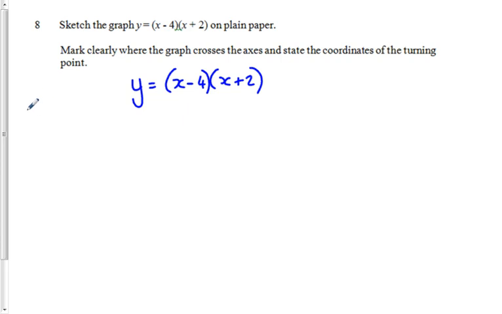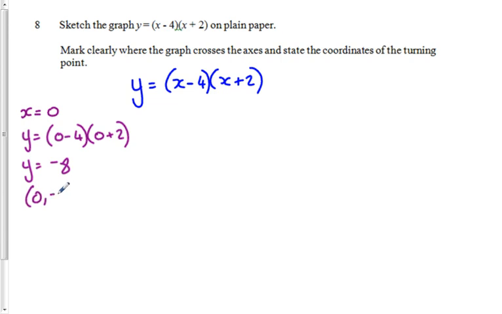We'll start by finding the y-intercept, and that happens when x is equal to 0. So when x is equal to 0, y is equal to (0 minus 4) times (0 plus 2). So y is equal to, that's -4 multiplied by positive 2, which is -8, giving us the point (0, -8).